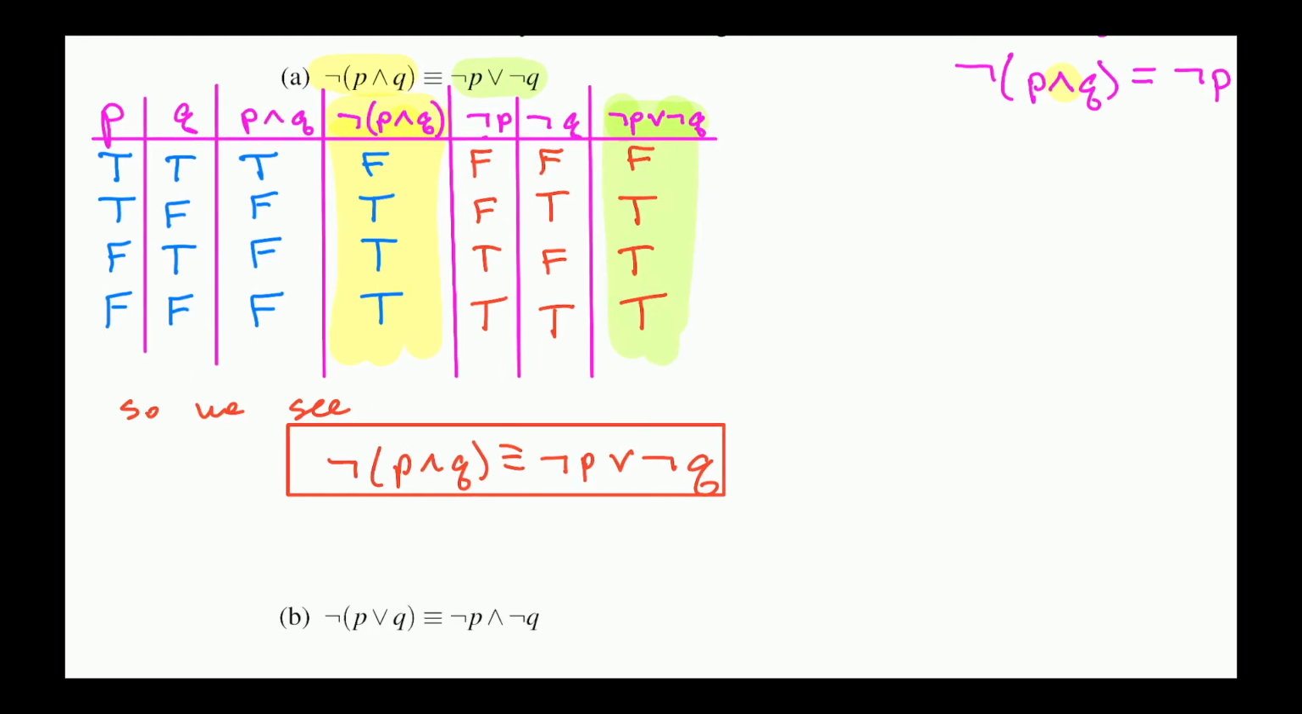So again, remember what the point is, right? The point of this is that when the negative distributes, the symbol flips to the other symbol. So instead of an and, it's an or.